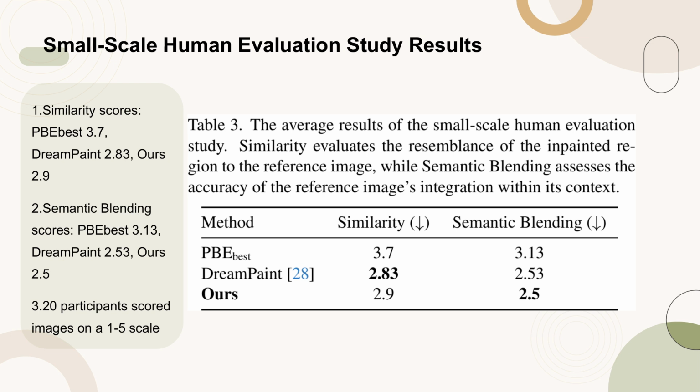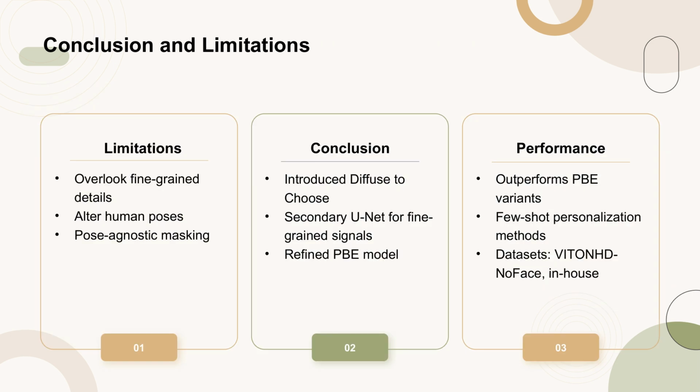best. The paper identifies several limitations in the Diffuse to Choose (DTC) model. Despite efforts to incorporate fine-grained details, the model may still overlook these, particularly in text engravings. Additionally, the model can alter human poses as it does not consider pose, leading to discrepancies, especially for full body coverage. Introducing pose conditioning could help, but the authors prioritized a general-purpose model.